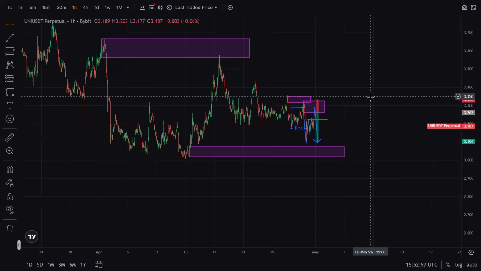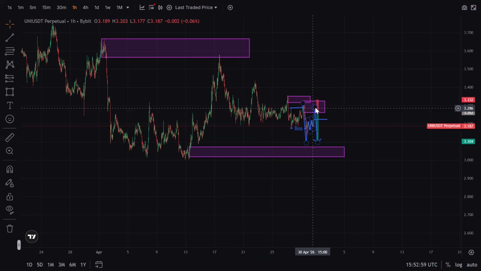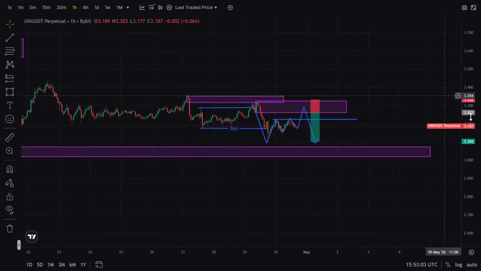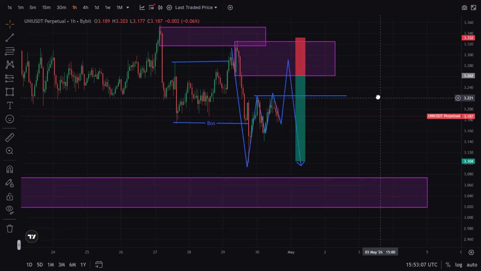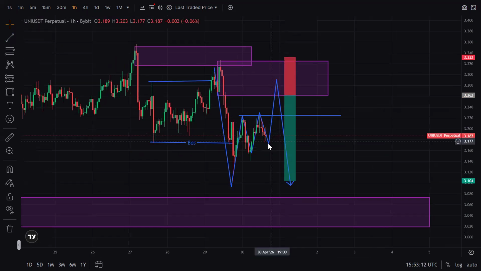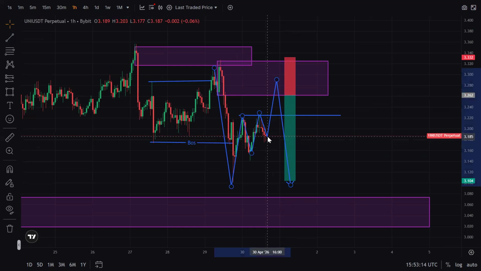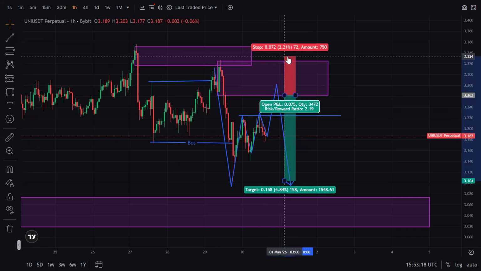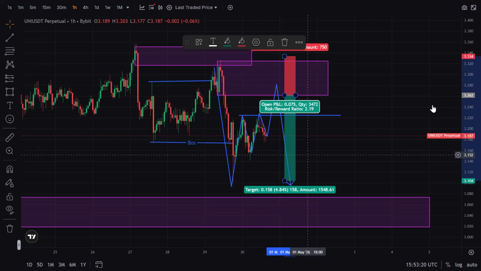But if price doesn't mitigate this, our entry here, then what do we do next? Clear and simple. We leave the trade.